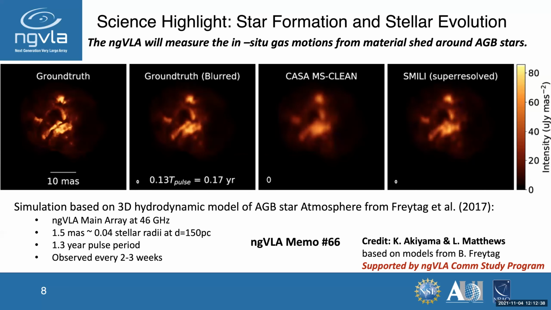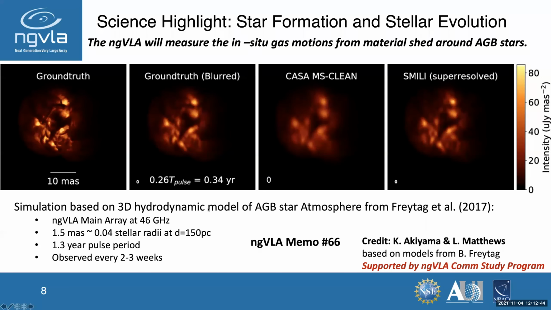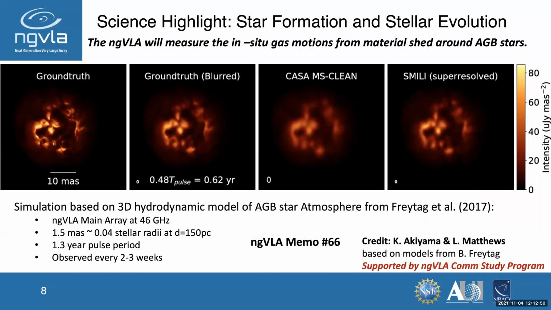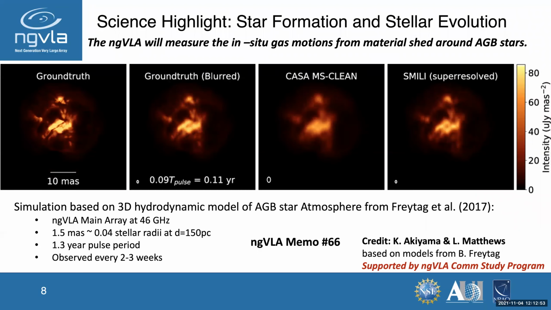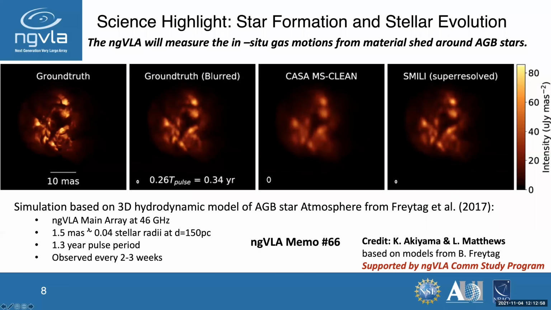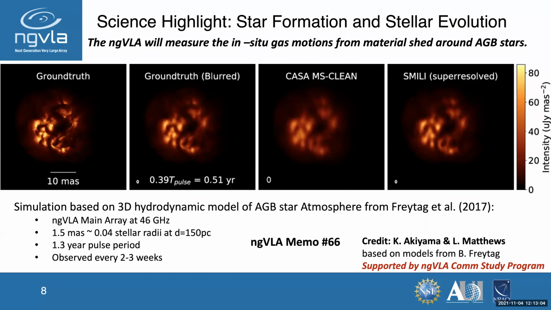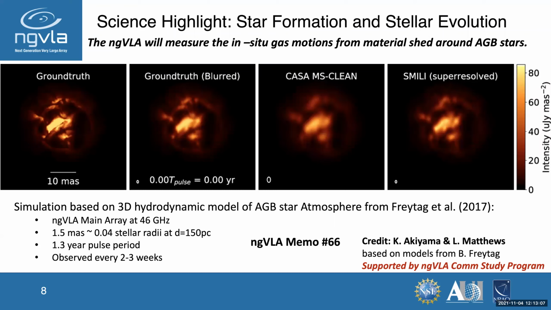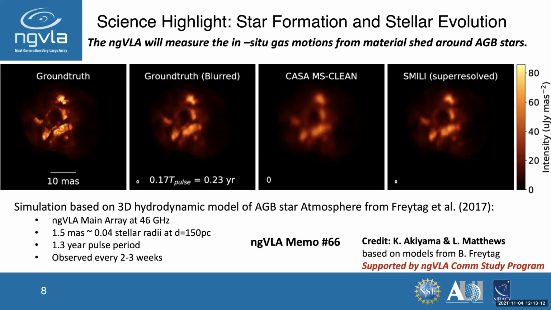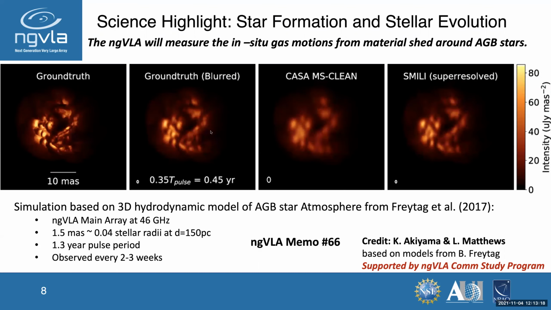This is a simulation done by Kazu Yakiyama and Lynn Matthews. The study was really to see how SMILI, the imaging algorithm, compared to CASA for a real high resolution case of a pulsating AGB star. This simulation shows what the NGVLA at 6 gigahertz would do for an AGB star with a 1.3-year pulse period. This sort of movie is an observation taken every 2 to 3 weeks. The angular resolution here is 1.5 milliarcseconds, so 400ths of the stellar radii at a distance of 150 parsecs.